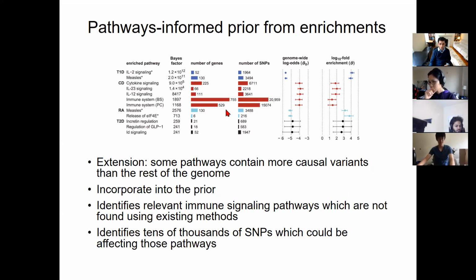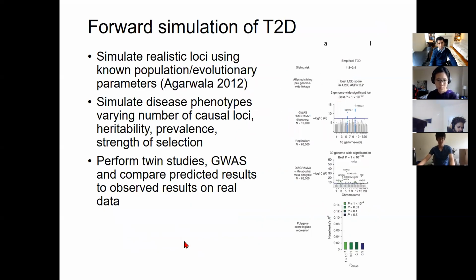So we can basically inform with these pathways an empirical prior for these enrichments. Instead of saying I'm going to treat all of the SNPs in the genome with equal probability, I can boost up the prior for SNPs falling in these pathways using an empirical prior that is derived by the enrichment of these pathways. So if some pathways contain more causal variants than the rest of the genome, I can incorporate that into the prior and identify relevant immune signaling pathways which are not found using existing methods, and identify tens of thousands of SNPs that could be affecting those pathways. So again, it's extremely polygenic, but it does still concentrate in specific pathways.